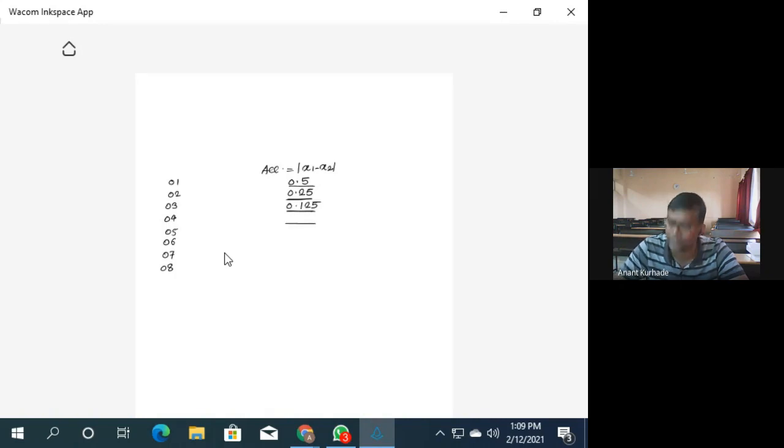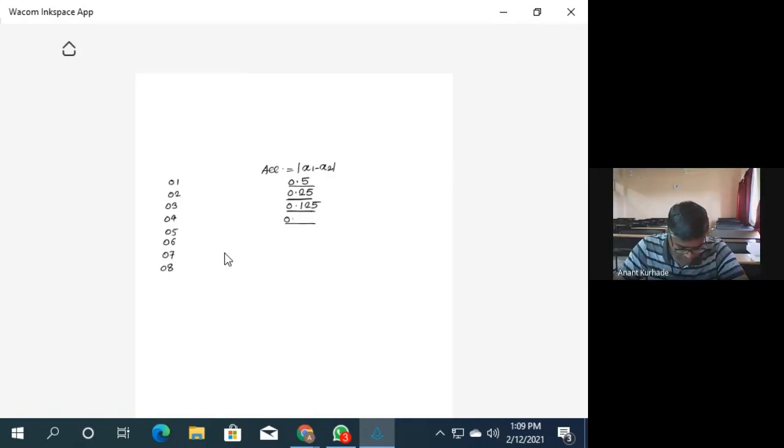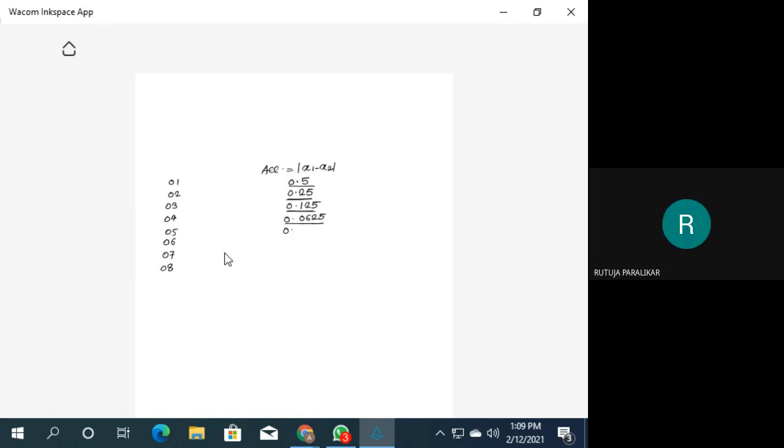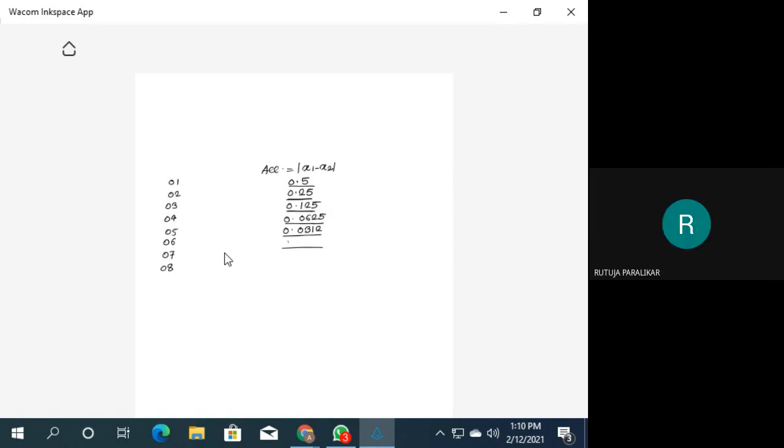Tell me here, what is the accuracy? 0.0625. Okay. Now it is again greater than. Go for the next. For the fifth iteration, what is the accuracy? 0.0312. Again, it is greater than given. So again, go for iteration number 6. Tell me. 0.0156.